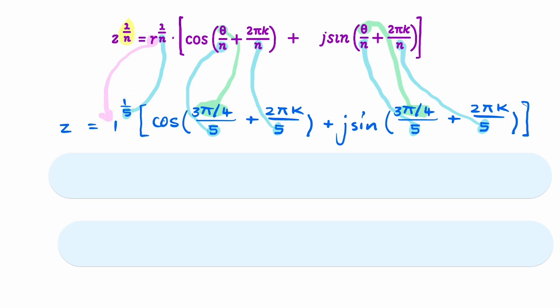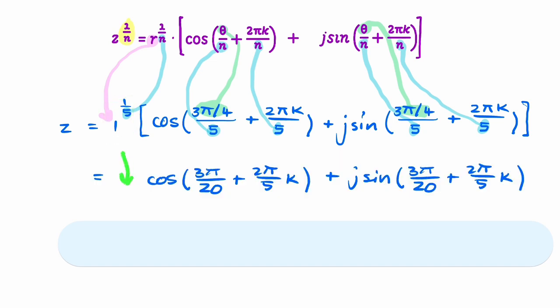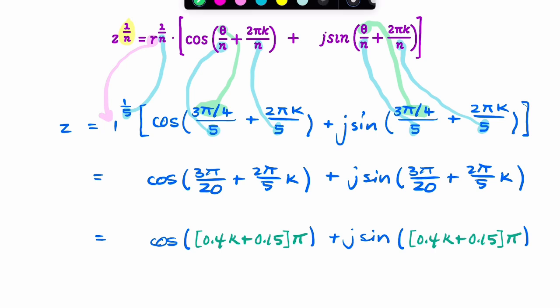You can simplify this by, 1 to the power anything is 1, so no need to write that. Or depending on the question, you might need to write it. And then you can simplify this to make it 3 pi over 20. And then you can take pi as a common factor. And that leaves, 2 over 5 is 0.4. And 3 over 20 is 0.15. And pi is a common factor.